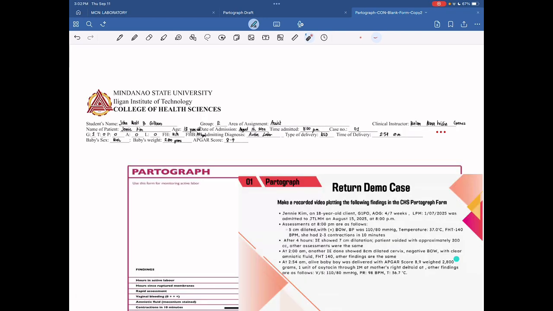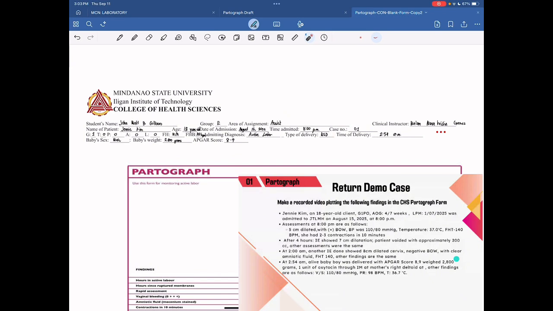Okay, so this is how it looks when all the information has been filled out. Our patient name is Jenny Kim. She is 18 years old and she was admitted on August 15, 2025 at 8 p.m. The case number is assumed to be case number 1. For Jenny Kim's GTPAL, everything is 0 except for G, which is the gravida, indicating the current pregnancy, since there is no information given for all of these.